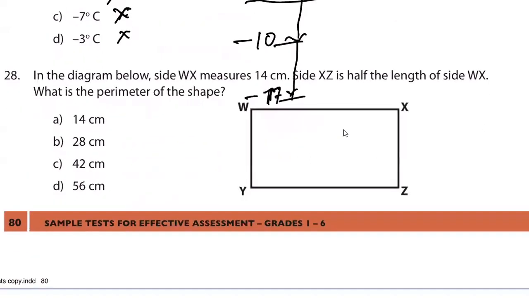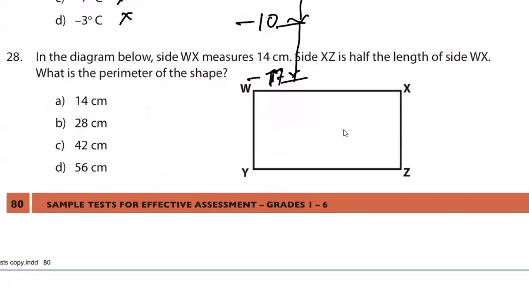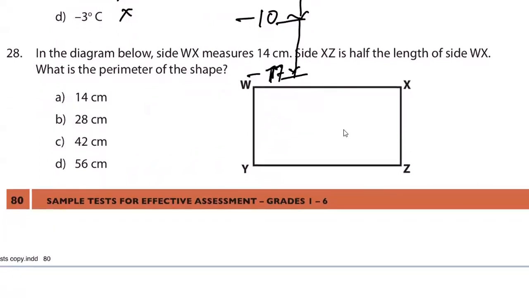The diagram below, side double x is, so that's double x is 14 centimeters. So let me just put that right here. Side xz, which is this, is half of the length. So that means it's half of 14. So you divide 14 by 2, which is 7. And they ask us for the perimeter of the shape. Now the perimeter means the total distance around. So we just add these 14 and that 7, making 21, and we double it. That's 42 centimeters.